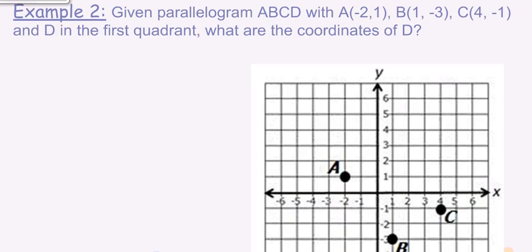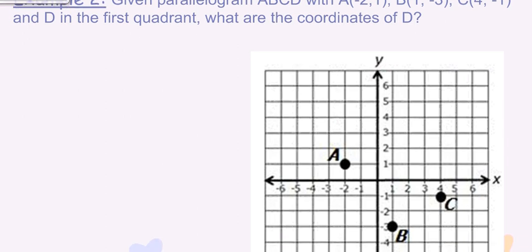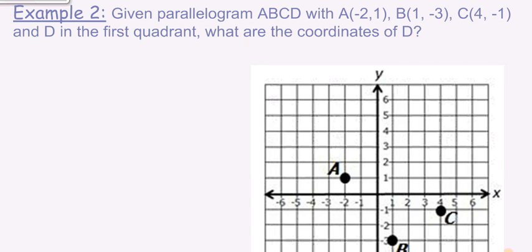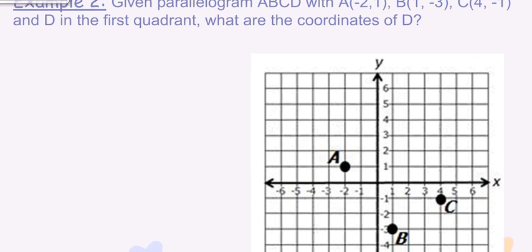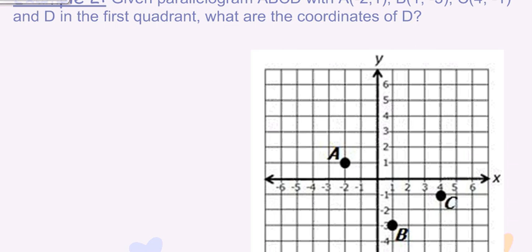Our last example here for your notes, they've given us a parallelogram. They're telling us that it's a parallelogram. Remember that means the opposite sides have the same slope. And A is at 2, -1, which they've graphed for us. B is at 1, -3. C is at 4, -1. And they want us to tell them where D would be in the first quadrant, because there's actually 3 different points that we could plot on there, but they want the one that's in the first quadrant.